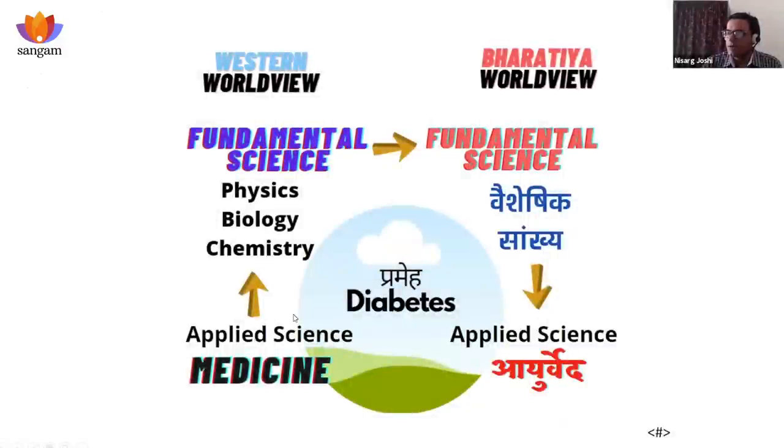So what we need is a journey from applied science to fundamental science. And then we need to map the fundamental science of the Western worldview and the Bharatiya worldview. Then only will we be able to find the proper solutions for all the health problems that we have, as well as environmental problems that we have.